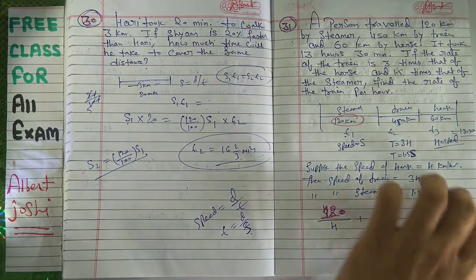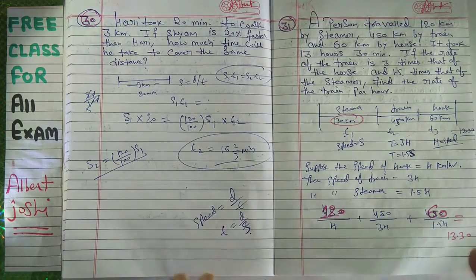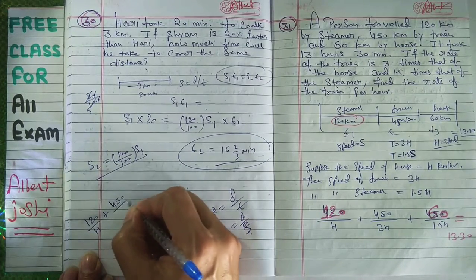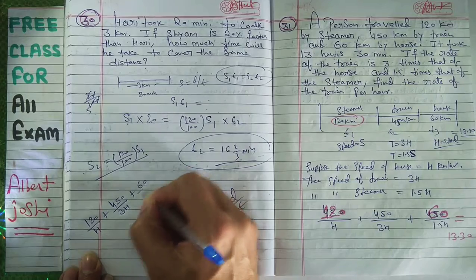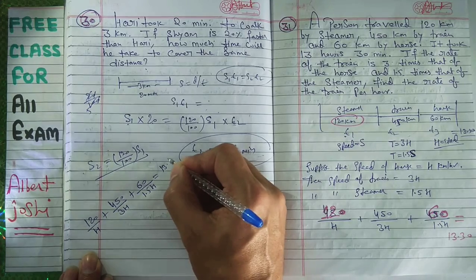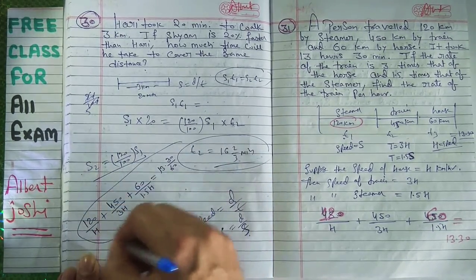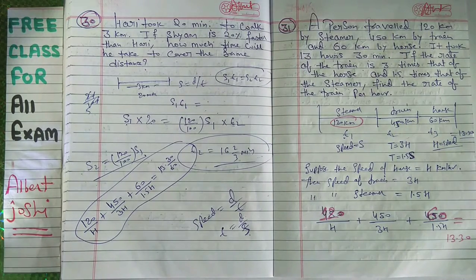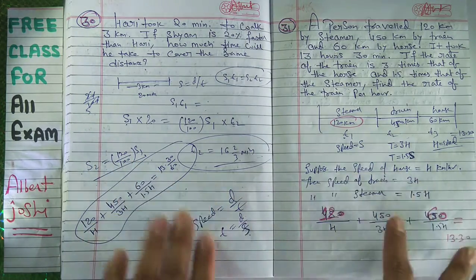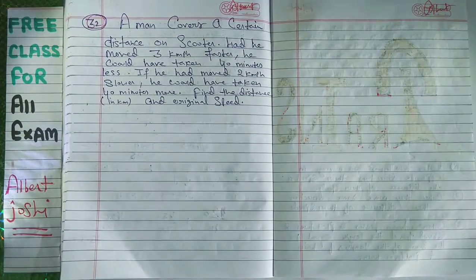Very simple. This is your task. So you have to solve this problem. This is very easy. You can also calculate this one: 120 upon h plus 450 upon 3h plus 60 upon 1.5h is equal to 13 and 30 upon 60. You can write it also because that is in kilometer per hour. So now you can calculate h. Very simple. We just give the logic of how to solve, and the calculation is your task.